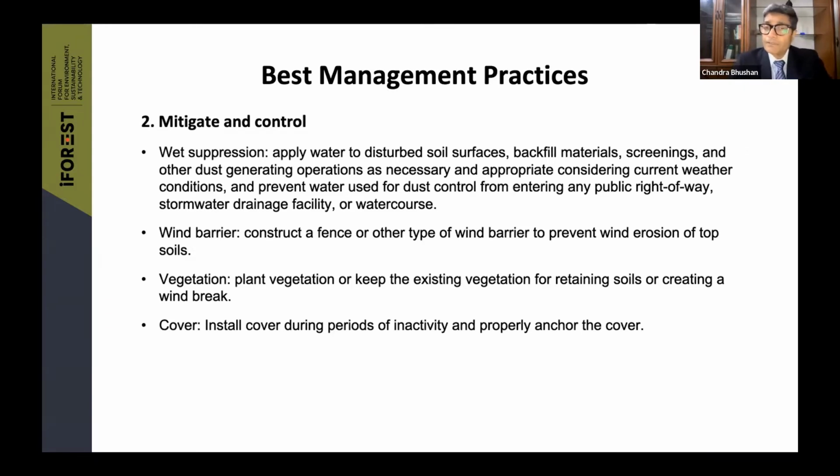Vegetation should be kept as much as possible till you are required to excavate or clear that site. As I said, minimize the disturbed area and only move from one disturbed area to another after you have taken care of the first disturbed area. That should be the principle, and everything should be covered.